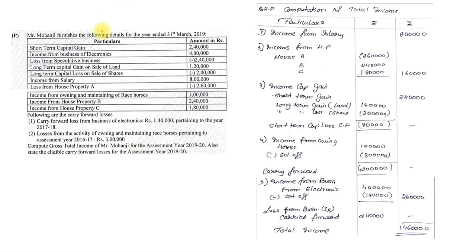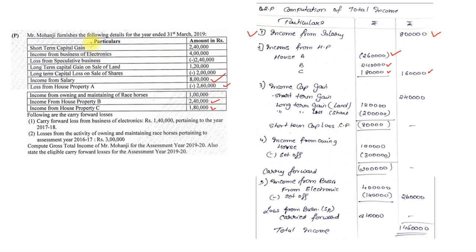Okay, now let us see how to solve this. First, we'll start with income from salary, which was 8 lakhs. Next comes income from house property. There are three house properties, A, B, C. A is a loss of negative 2,60,000, and there are two positive values, 2,40,000 and 1,80,000. So we get a net positive value of 1,60,000 as income from house property. Income from salary is a single value, so we wrote it as 8 lakh in the outer column.